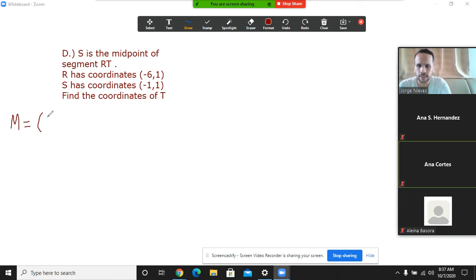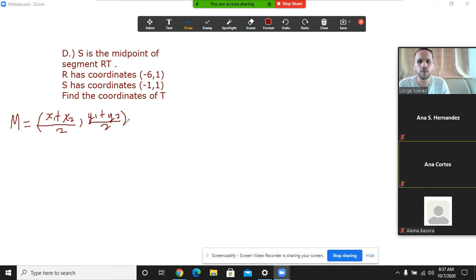Esa fórmula dice, ¿verdad? Que X1 más X2 se va a dividir por 2. Es la misma fórmula, estoy escribiéndola de nuevo. Y entonces en el otro lado tengo Y1. It's going to be added to Y2, and we're going to divide it by 2. Okay? So now I'm going to plug in what I have in the formula.